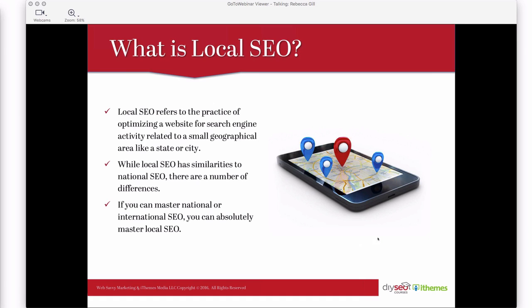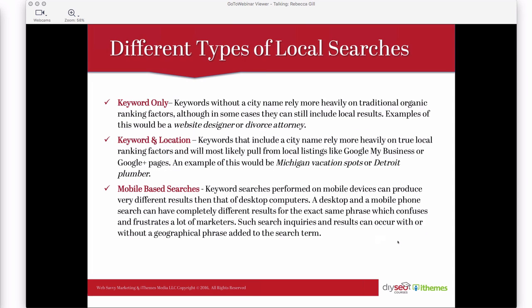It has a lot of similarities to national SEO, but there are some tweaks and some differences that you need to be aware of, and they're not that hard. It's just a matter of making sure that you're not losing sight of them when you are working on your own website or building a website for a client. And again, if you can master national and international SEO, you can absolutely master the SEO at the local level.